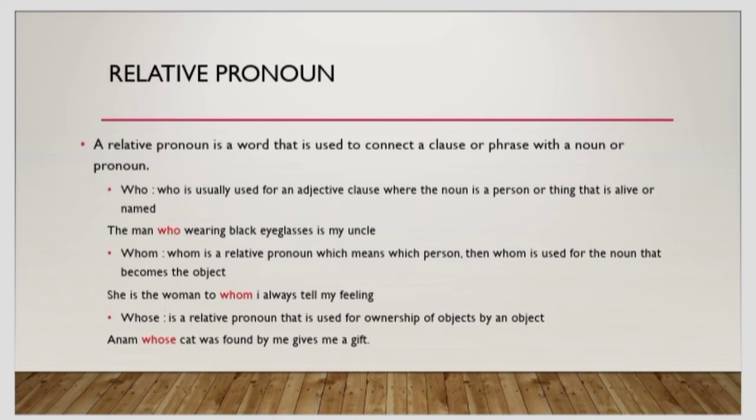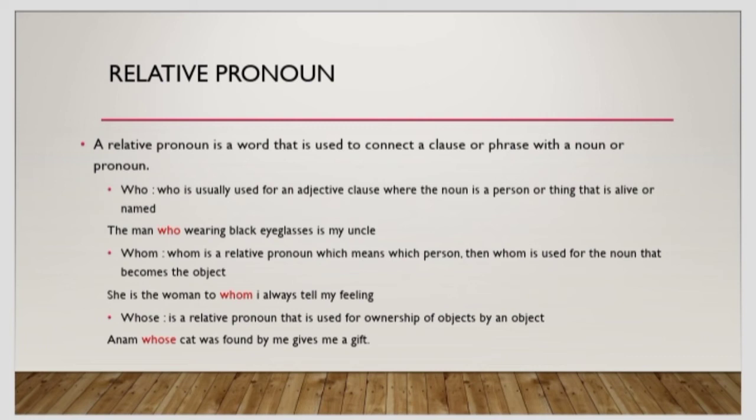Bismillahirrahmanirrahim. My name is Husaini, and we will continue the material about relative pronoun. What is a relative pronoun? A relative pronoun is a word that is used to connect a clause or phrase with a noun or pronoun. Who is usually used for an adjective clause where the noun is a person or thing that is alive or named. The example is the man who is wearing black glasses is my uncle.